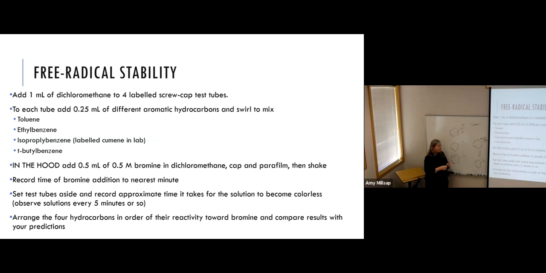Most, I would say 90% of the class will have no reaction with T-butylbenzene. There will be no color change. This is, oh, did I mention this is going to be observed by color change? And the stability of these radicals is the same as cations. So the most stable and the fastest reacting is the most substituted. We would expect isopropylbenzene to react the fastest.